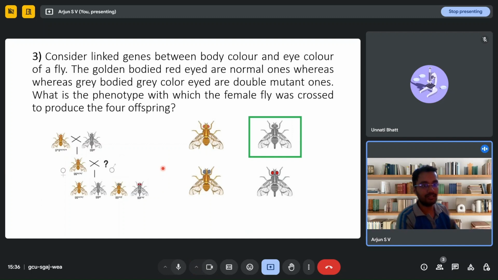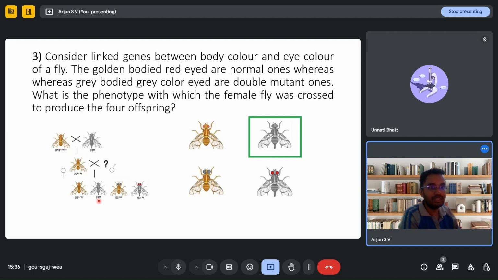The answer is the gray-bodied, gray-eyed one. Look at this cross in particular. This is a hybrid phenotype with one dominant and one recessive trait for both the body color as well as the eye color. When it is crossed with something else, it gives all four possible phenotypes in a 1:1:1:1 ratio.